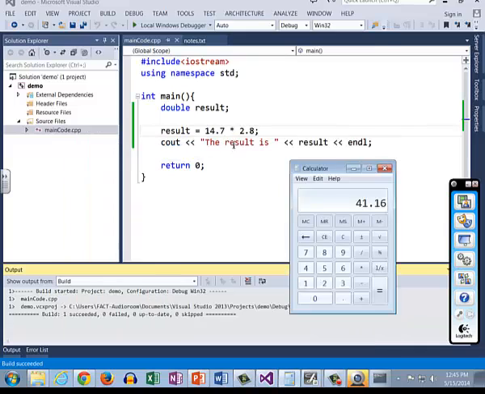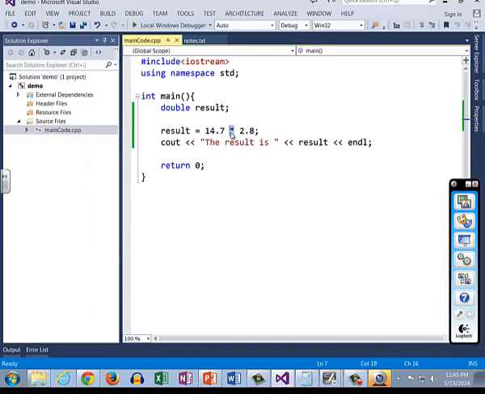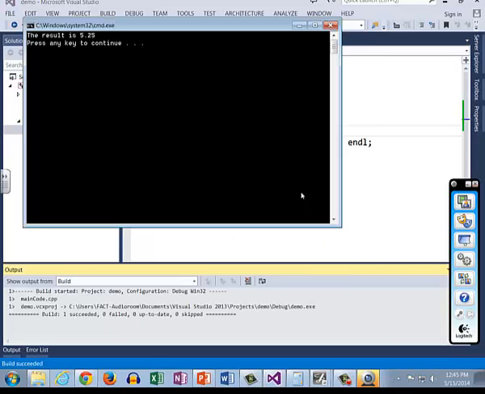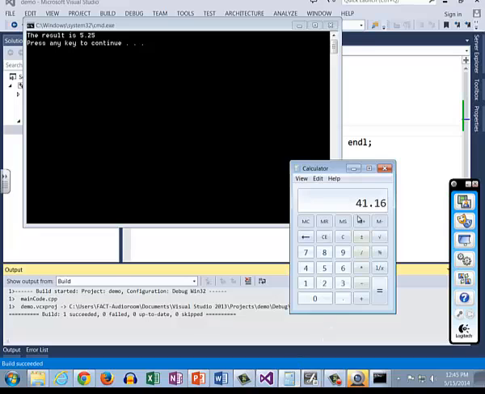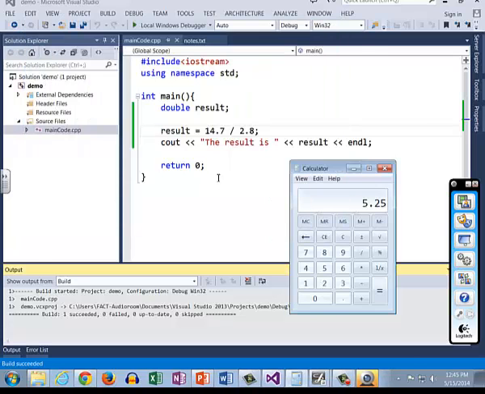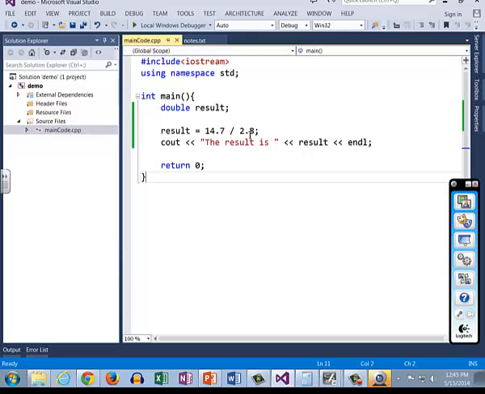Let's go ahead and do division by using that forward slash. And there we have 5.25. Again, let's test this with the calculator. 14.7 divided by 2.8 equals 5.25. So we're getting exactly what we expect from those mathematical operators. They're behaving as expected. It's not very common for us to use numbers here.